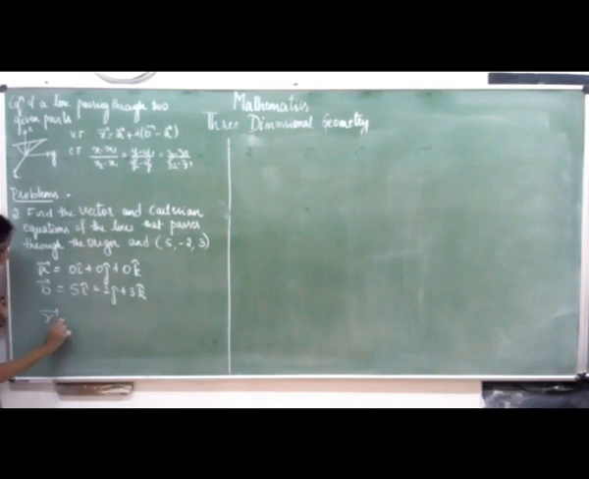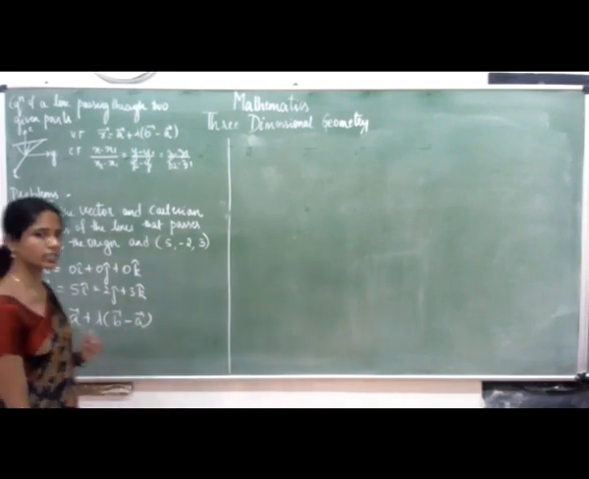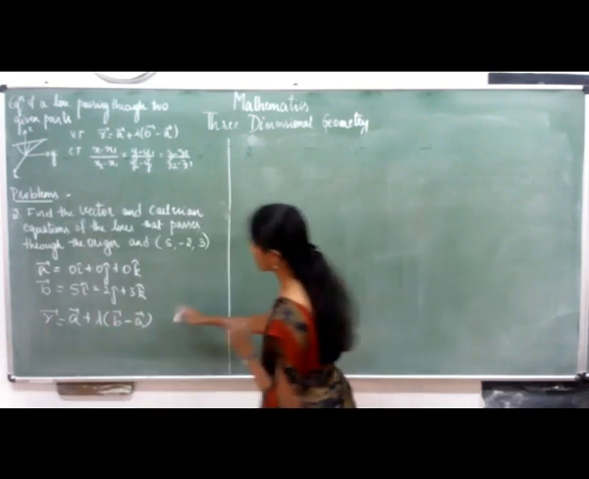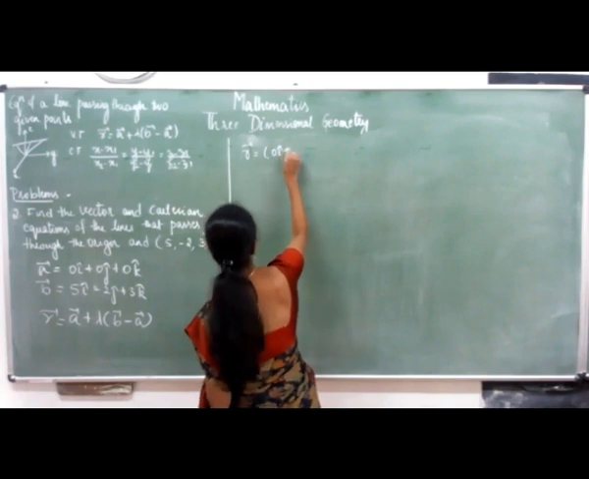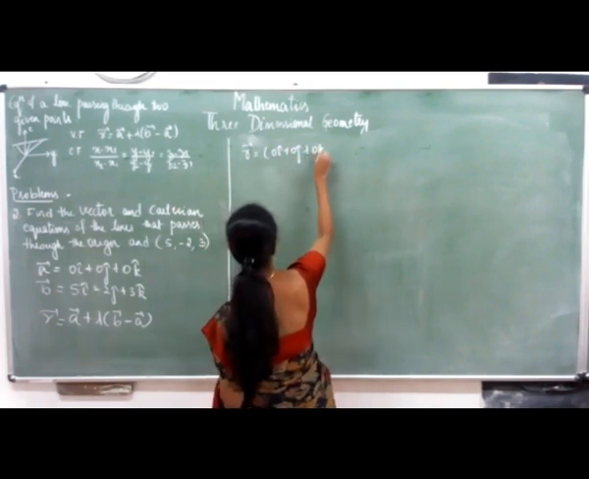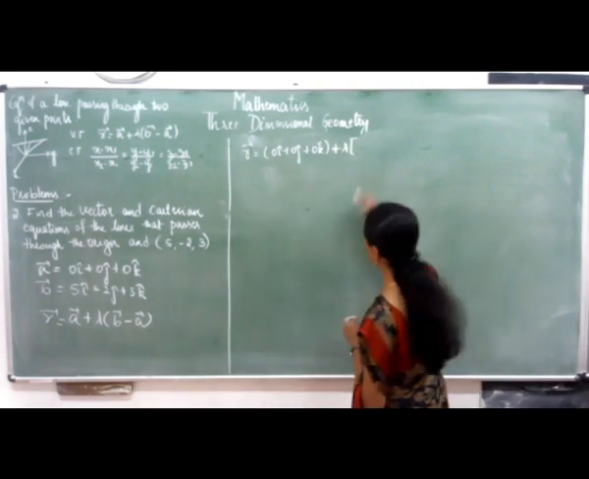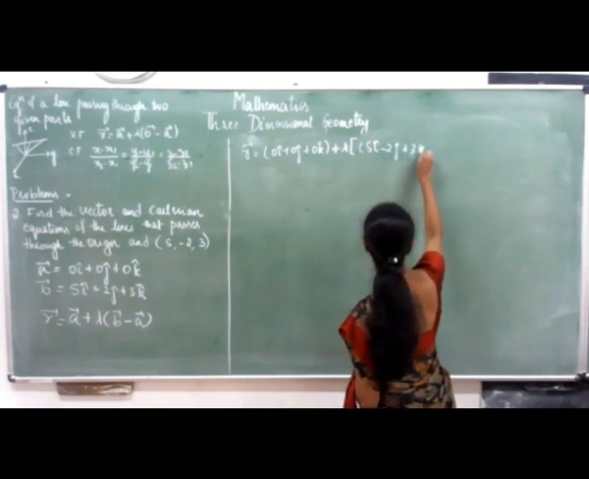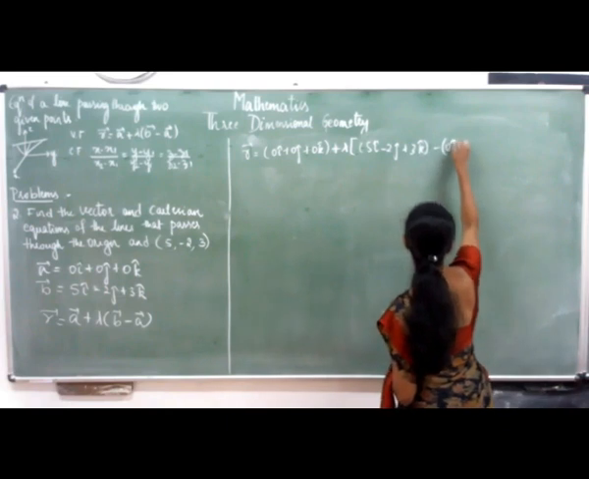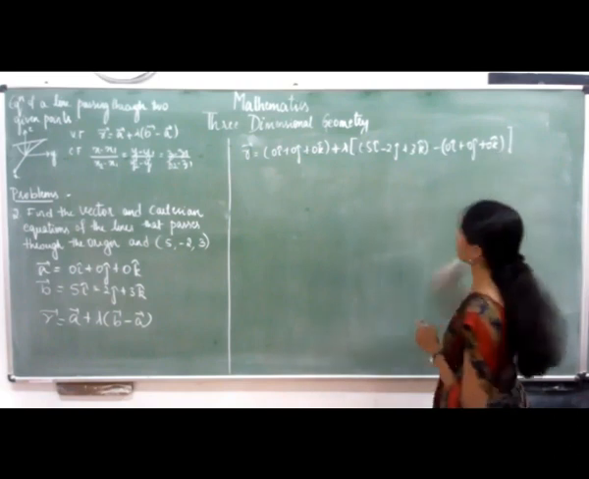So the vector form of the equation of the line is given by vector R is equal to vector A plus lambda times (vector B minus vector A). Now substitute these values in the vector equation. So vector R is equal to 0 i cap plus 0 j cap plus 0 k cap, plus lambda times (vector B minus vector A), which is 5 i cap minus 2 j cap plus 3 k cap minus (0 i cap plus 0 j cap plus 0 k cap). That is your vector A.